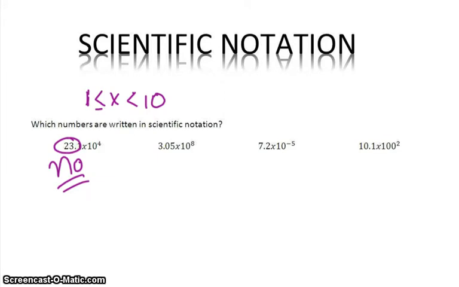Okay, second one. Yes. The first number is a number that's less than 10, but greater than or equal to 1, so between 1 and 10. And the second part of the number has to be a 10, and it has to be to some power. So this is a yes. Third one. First number is between 1 and 10. It's multiplied by 10 to some power, so it's a yes.